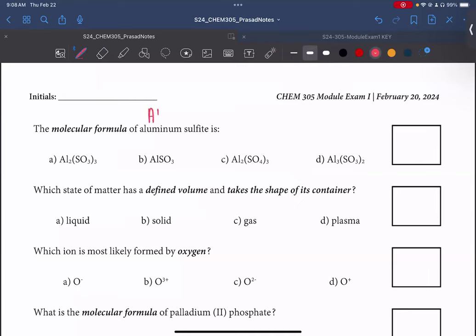Okay. The molecular formula for aluminum sulfite. We know that aluminum is in group 3, therefore it's 3+. Sulfite is one of your polyatomic ions. It is SO3 2-. SO4 is sulfate. The crisscross method leads you to have Al2(SO3)3. That leads us to A.